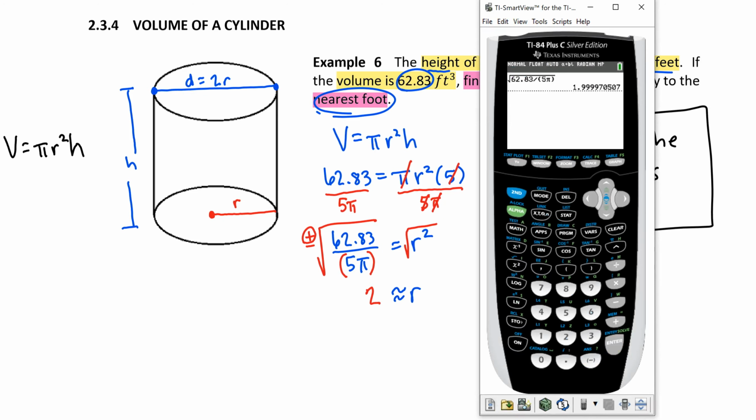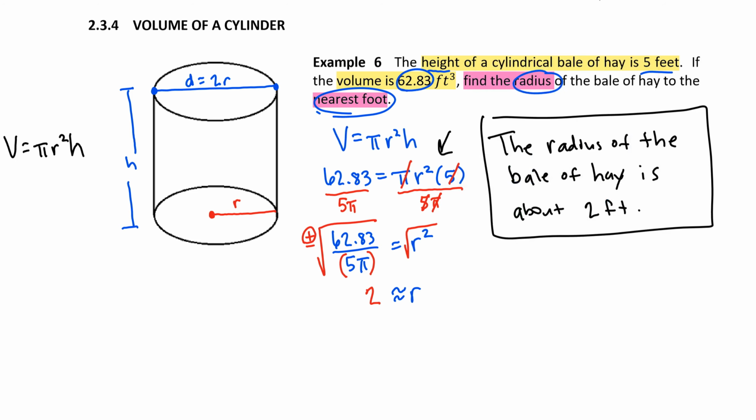Let's double check and make sure that gives us the right volume. I'm going to go back to this original problem and we're going to plug in 2 for r. So I'm going to evaluate pi times r squared, r is 2, times 5, and we should get approximately 62.83. Notice it's not exactly 62.83. That's because we rounded r to the nearest foot, but we have an approximate equality so we can be confident that our answer is correct. All right, this completes the lecture videos for section 2.3. You are ready to go and get started on your homework.